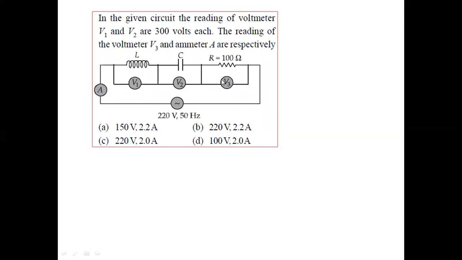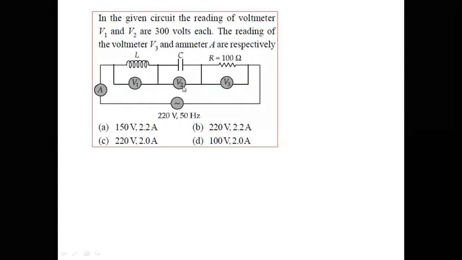The readings of the voltmeter V3 and ammeter A are, respectively. Finally, I need to calculate what is the current in the circuit, and what is the voltage across the resistor. Inductance value is not given, capacitance value is not given, but here V1 corresponds to voltage across inductor, V2 corresponds to voltage across capacitor. Both V1 and V2 are 300 volts each.